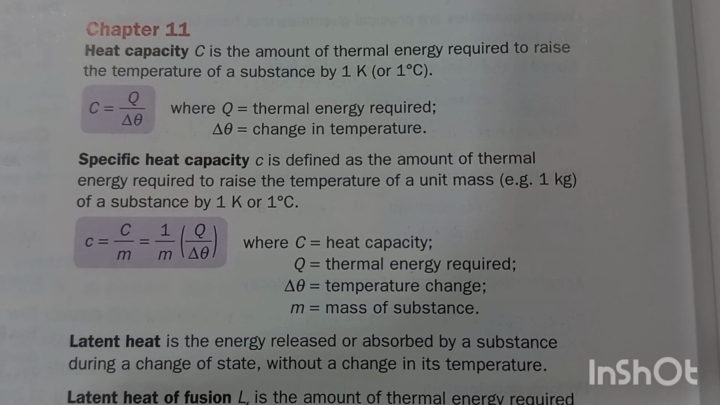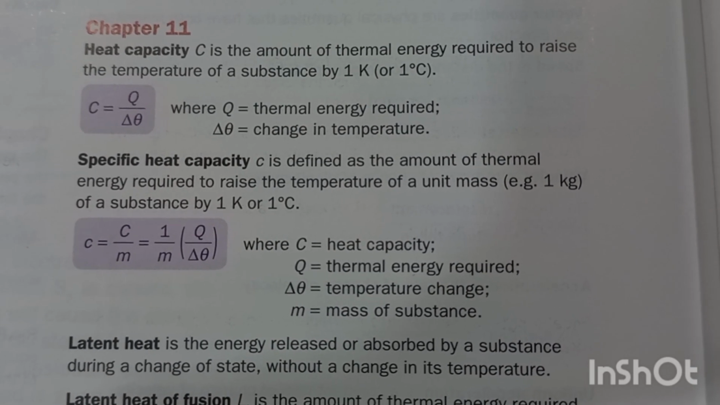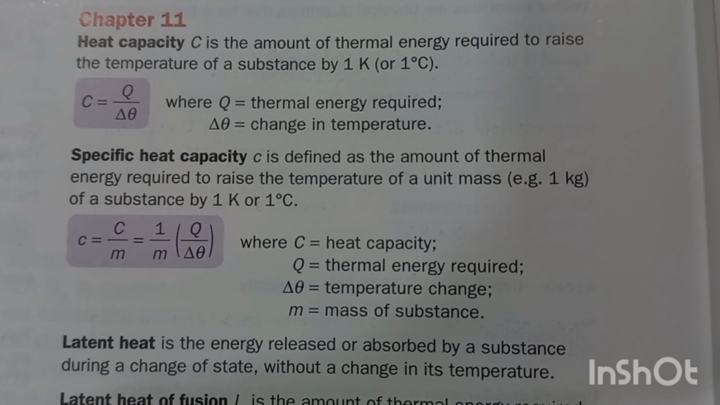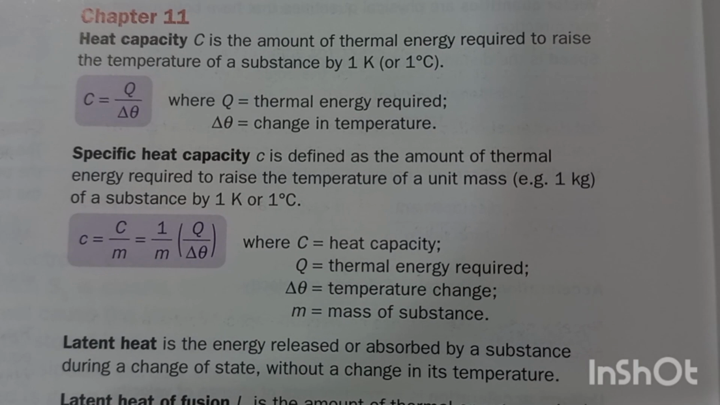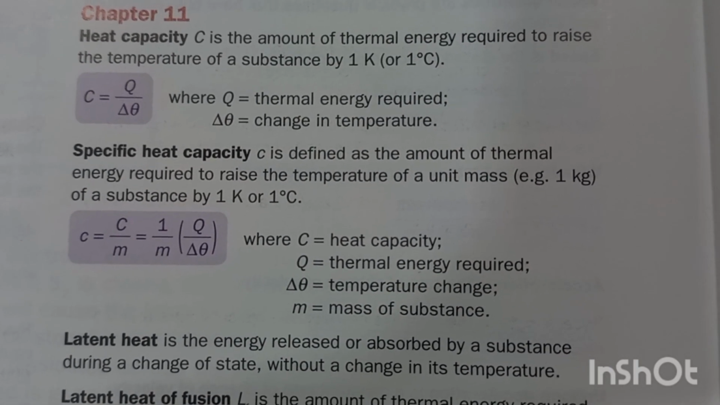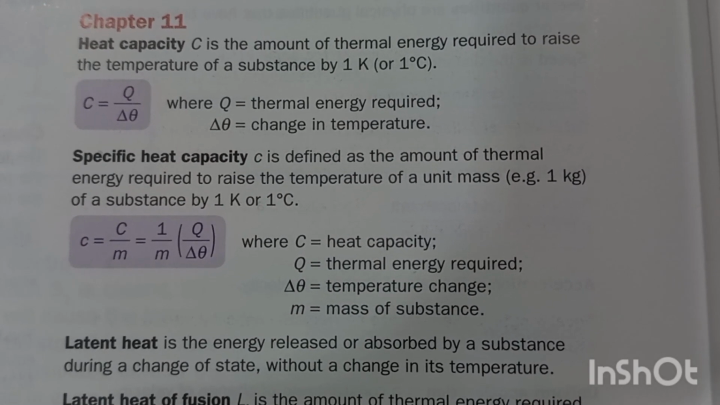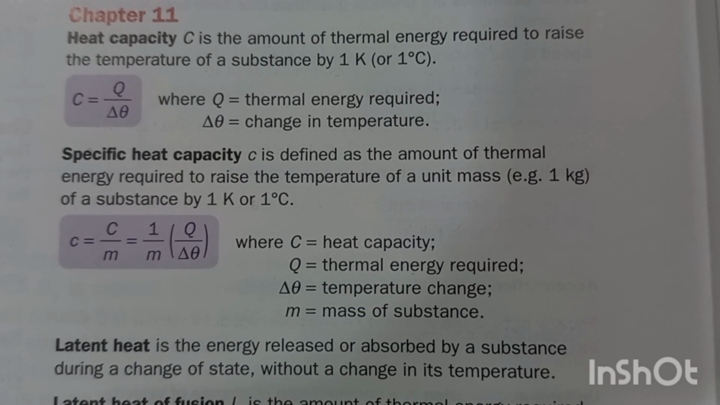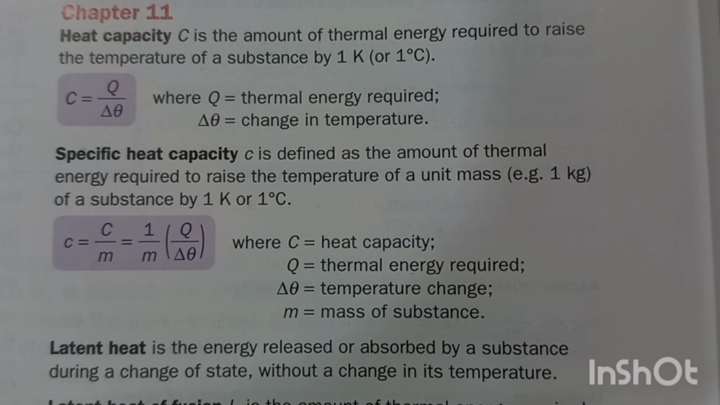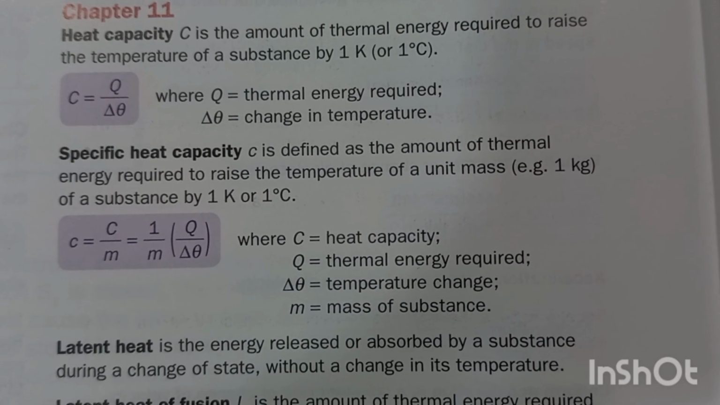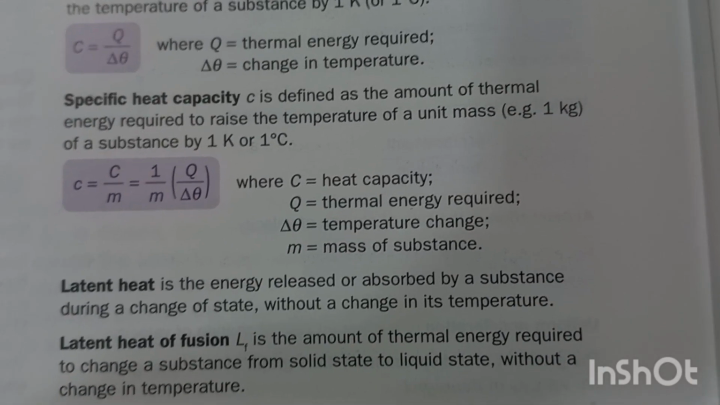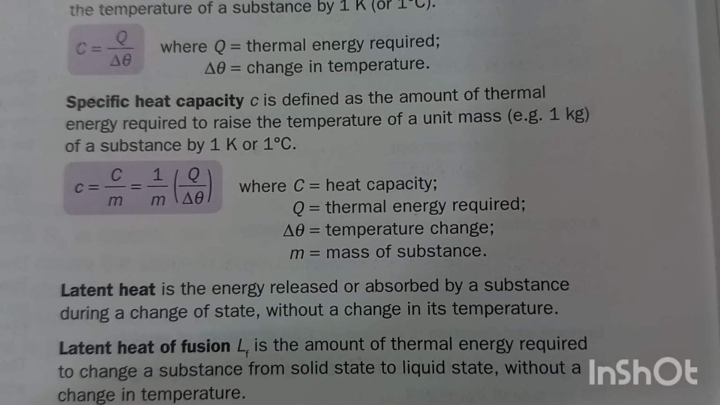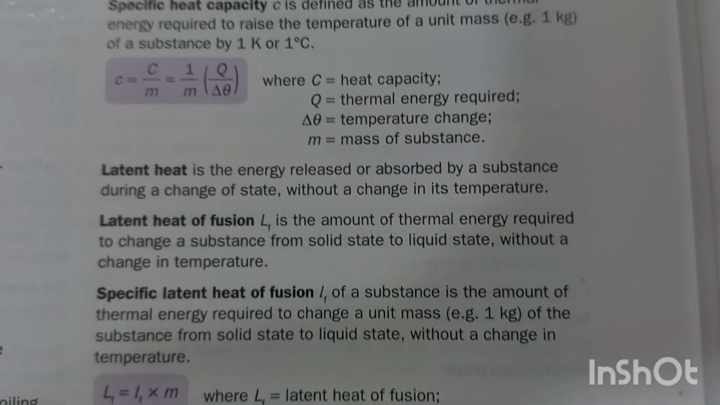Specific heat capacity is defined as the amount of thermal energy required to raise the temperature of a unit mass, for example 1 kg, of a substance by 1 Kelvin or 1 degree centigrade. The specific heat capacity is represented with the small c, and c = C/m, or c = (1/m) × Q/Δθ, where C is the heat capacity, Q is the thermal energy required, Δθ is the temperature change, and m is the mass of the substance.